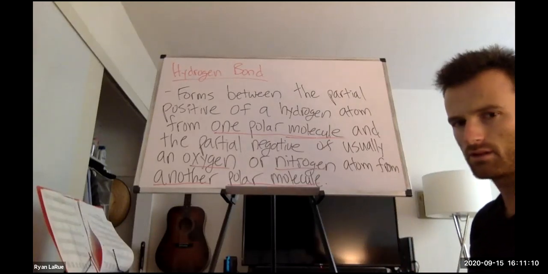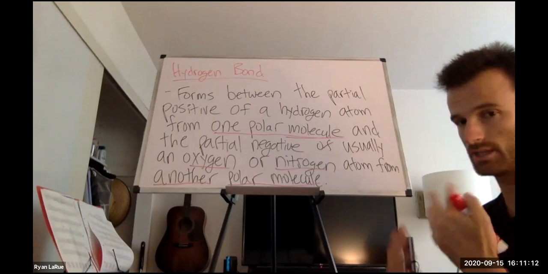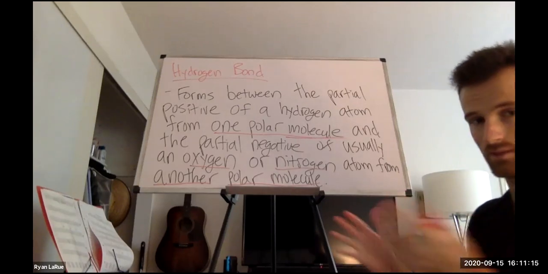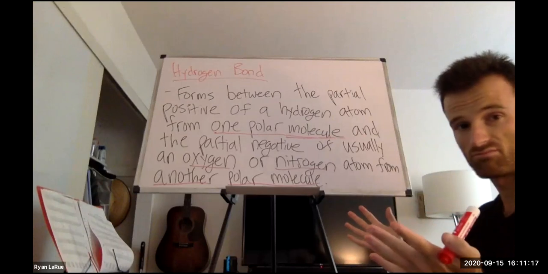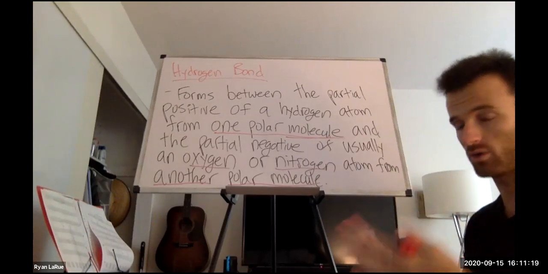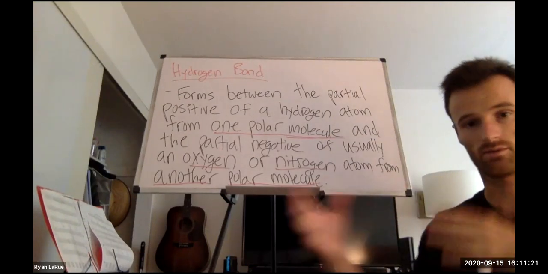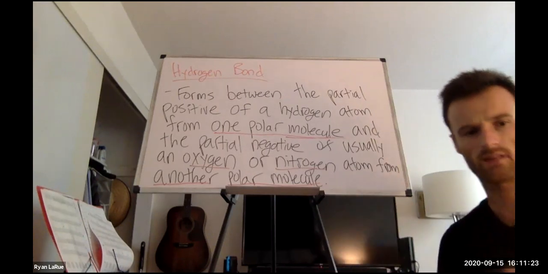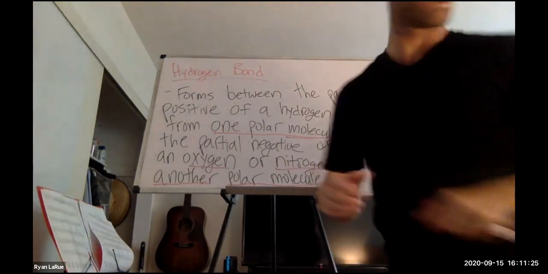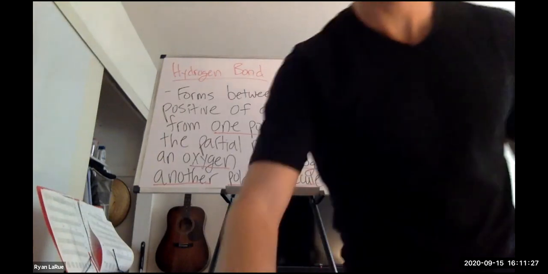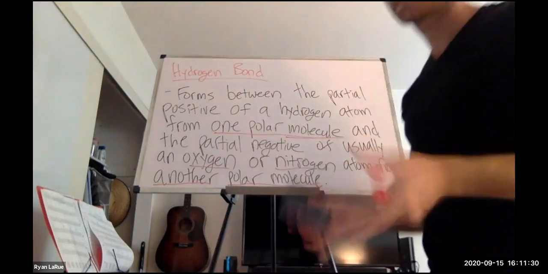So what's an example of molecules that'll form these types of bonds? Well, we just drew one, water. Water forms hydrogen bonds between different water molecules. Let's take a look at what that looks like. And that'll be the last thing we do for the lecture today.